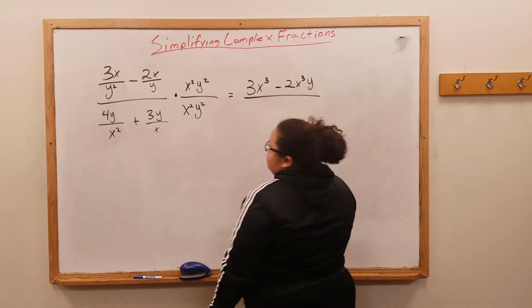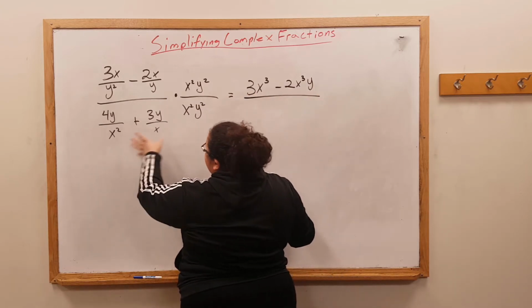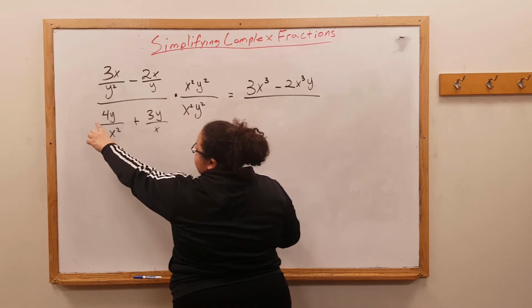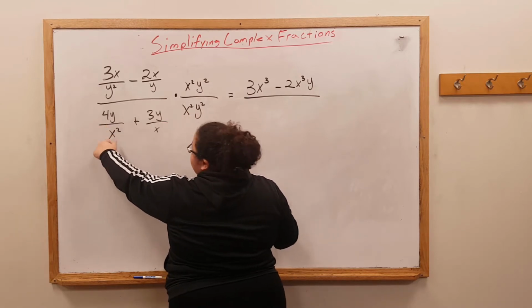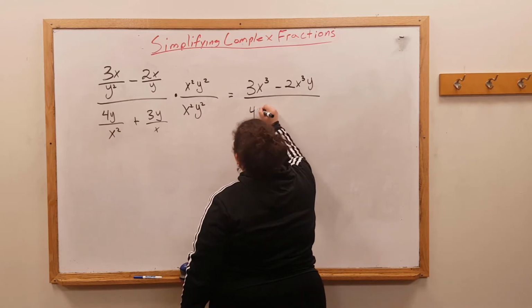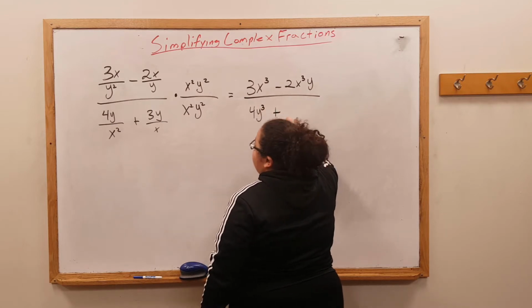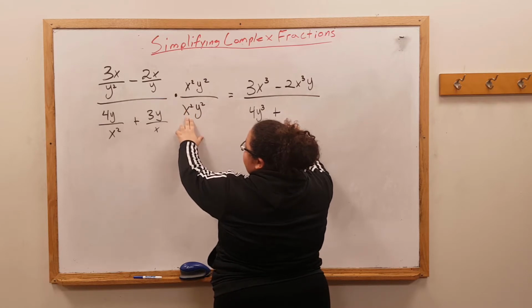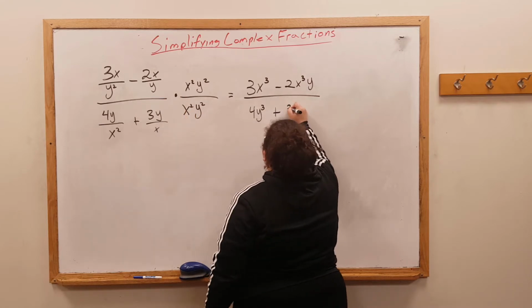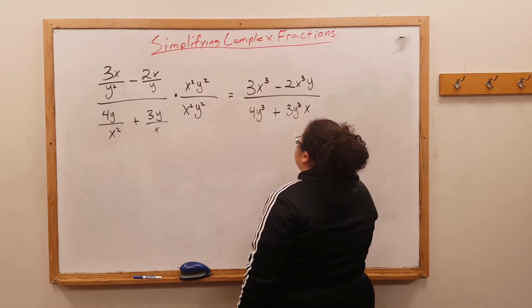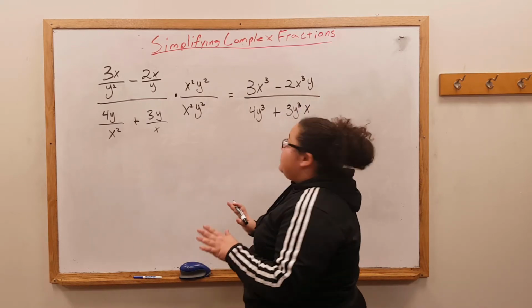All over, same process again. When you take x squared times y squared times 4y over x squared, the x squared cancels and you're left with 4y cubed, plus, same process, only one x would cancel and you get 3y cubed x. But you're not done.